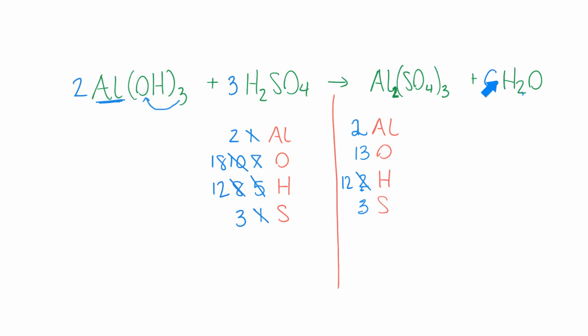And then what's that do to my oxygen? Now I have 6. Plus I had another 12 here. 6 plus 12 is a grand total of 18 oxygen. Let's recap. Okay, now I have 2 aluminum, 18 oxygen, 12 hydrogen, and 3 sulfur. And I'm done. Now this would be an example of a really difficult one, but you can see it's still very manageable if you keep following those same steps.